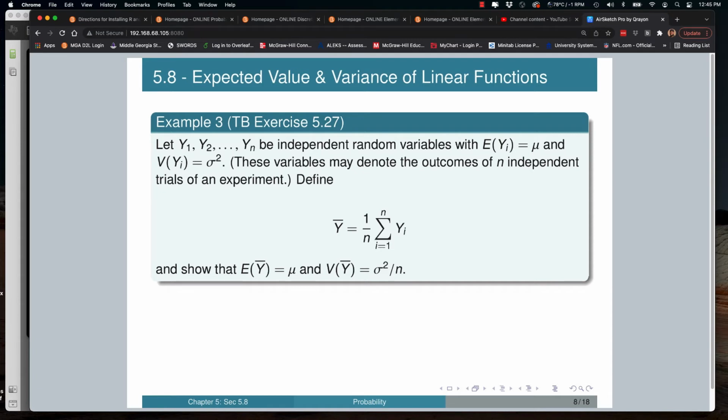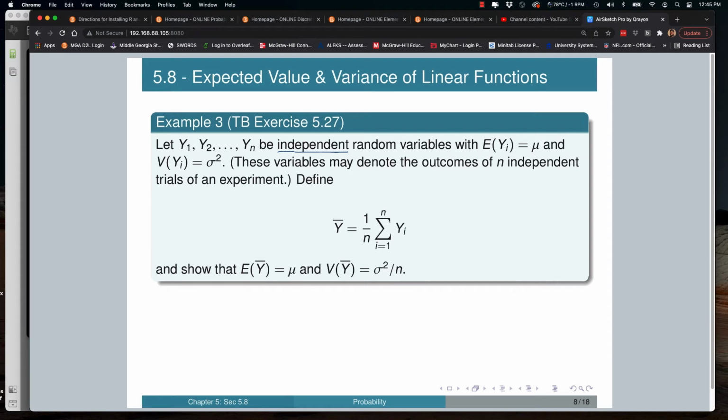And let's key in on the word independent every time we see it. That's helpful to us, especially when it comes to calculating variances. So these variables may denote the outcomes of n independent trials of an experiment. Define the sample mean, y bar, or the mean of the sample means is really what this is, and we're going to talk more about this later on when we talk about sampling. Some of you are probably familiar with this if you had Trimboli for applied stats, so some of this looks familiar to you because of that.